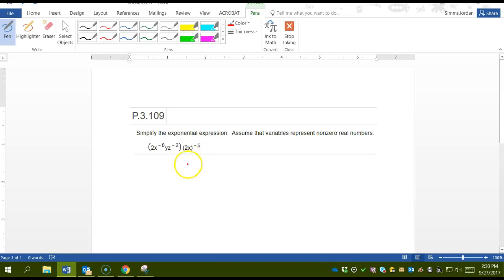Hey Brianna, let's check this one out. Here we're going to simplify, and let's assume that variables represent non-zero real numbers. That just means when we flip it down, we can assume that we're not going to have a zero in the denominator. Remember, that's undefined.